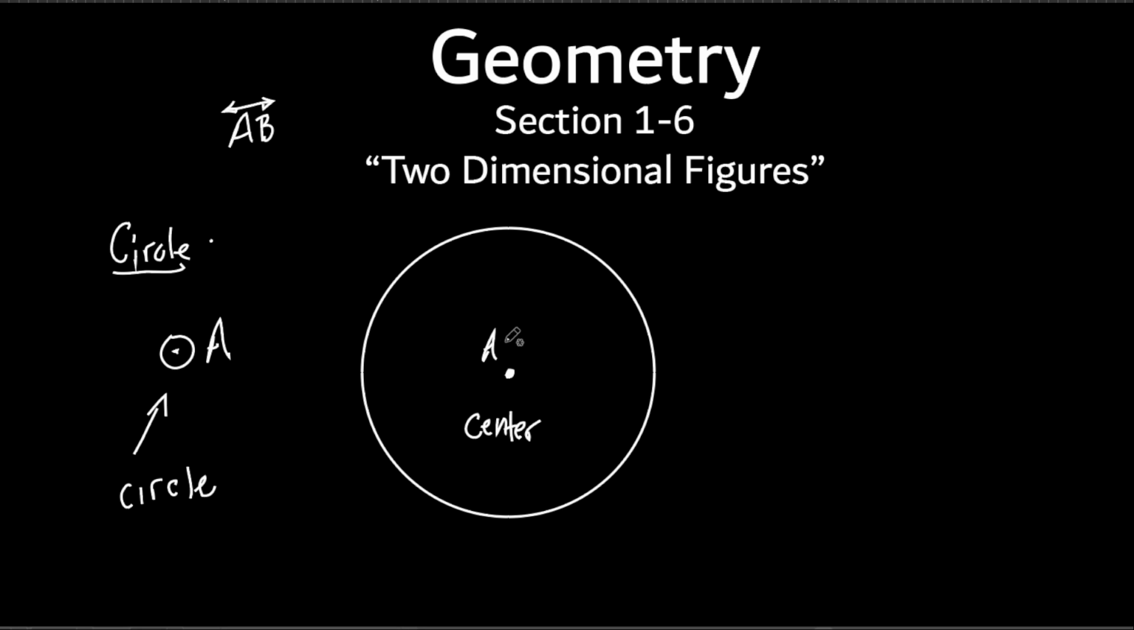There's a bunch of other stuff about a circle. Here's one more thing about a circle. Let's do this in a different color. Let's do this in red. All right, so if I connect a line segment, a line segment has a beginning and it has an end.